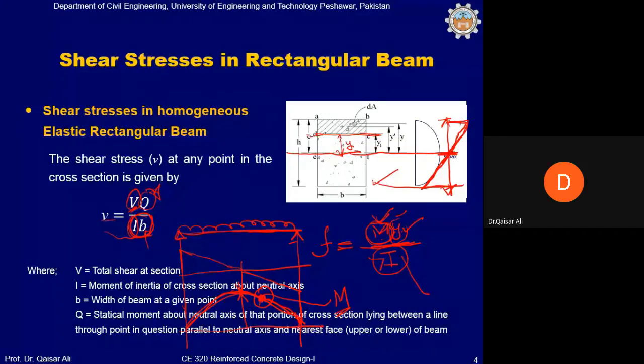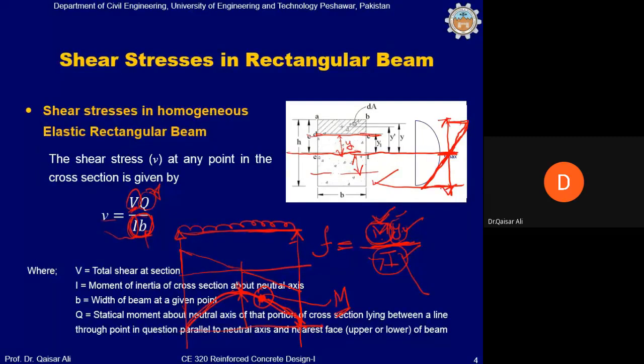M is zero at the support, so no matter how much Y is, flexure stress will be zero. And Y is zero at the neutral axis, so no matter what the value of M is, f will be zero at the neutral axis. Okay? And f will be maximum when M is maximum and Y is maximum. For any other location through the depth of the beam, if Y is known to us, for example, a distance of 2 or 3 inches from the neutral axis, and the M value can be obtained from the bending moment diagram, and I is the moment of inertia, you can calculate flexure stress.